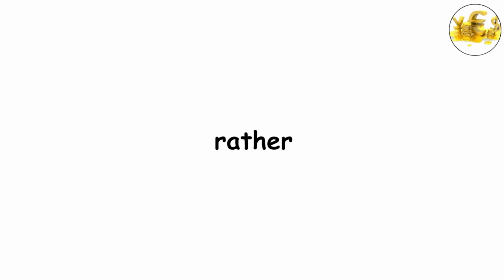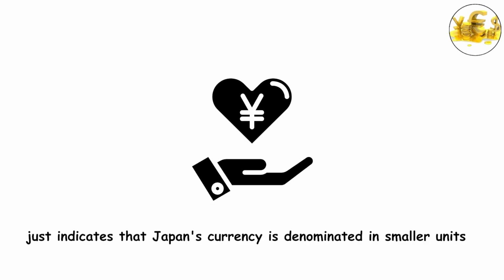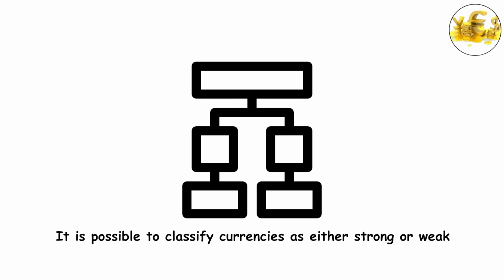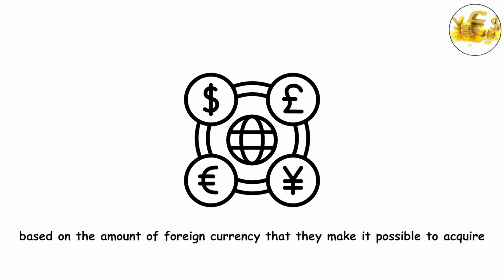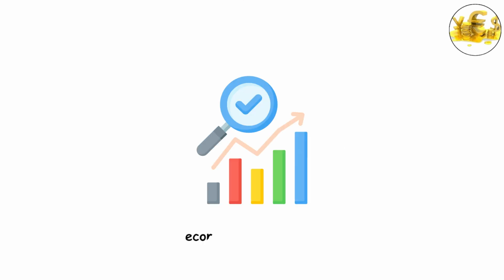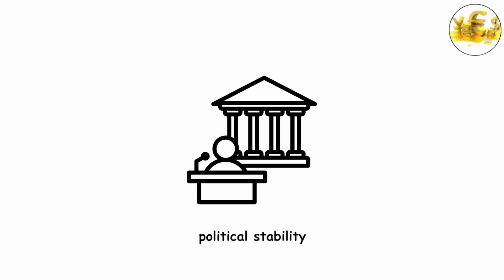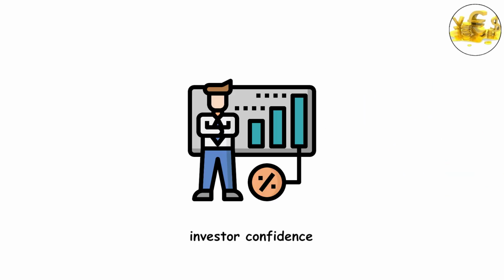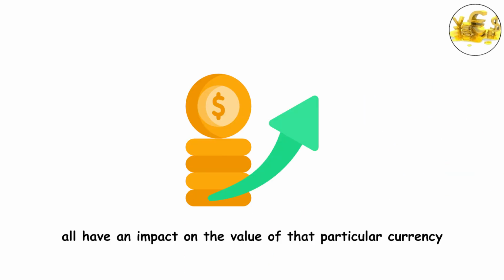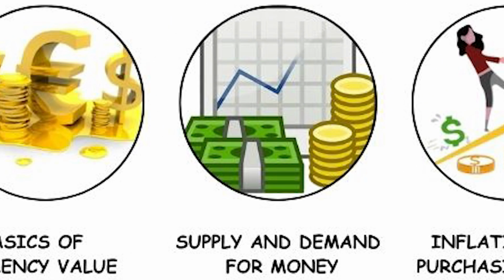In other words, this does not imply that Japan is a poorer country than the United States. Rather, it just indicates that Japan's currency is denominated in smaller units. It is possible to classify currencies as either strong or weak based on the amount of foreign currency that they make it possible to acquire. Various factors, including economic performance, political stability, trade flows, and investor confidence, all have an impact on the value of that particular currency.